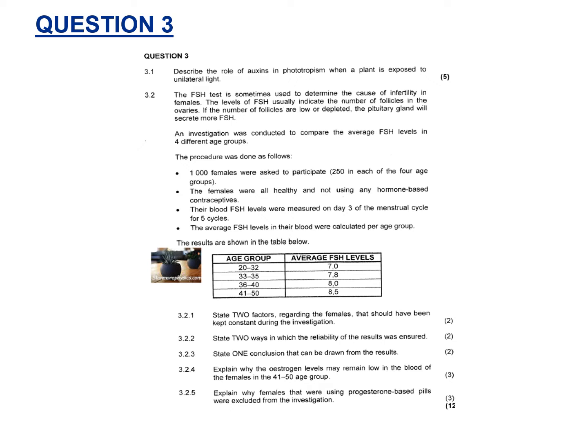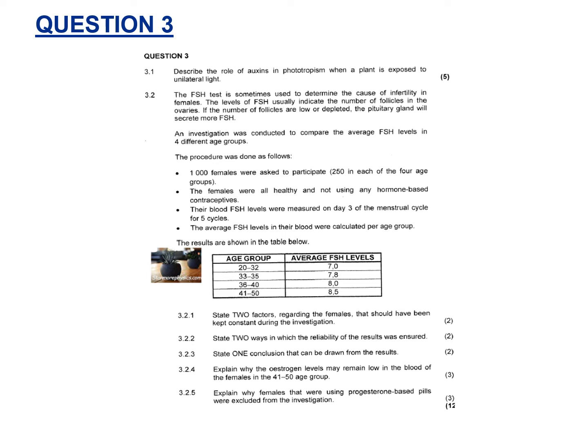So, the procedure was done as follows. 1,000 females were asked to participate. There were 250 each of the 4 age groups. The females were all healthy and not using any hormone-based contraceptives. Their blood FSH levels were measured on day 3 of the menstrual cycle for 5 cycles. The average FSH levels in their blood were calculated per age group, and the results are shown in the table below. So in the table you have the age groups 20 to 32, 33 to 35, 36 to 40, and 41 to 50. And here are your average FSH levels.